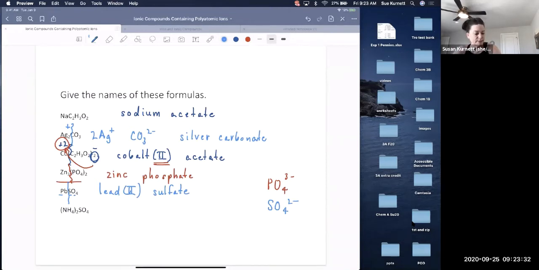Okay, this is a compound. 1, 2, 3, 4 capitals, no charge showing. Even though it's all nonmetals, I recognize ammonium, and so I know it's an ionic compound. There's 2 ammoniums and 1 sulfate. This is ammonium sulfate.